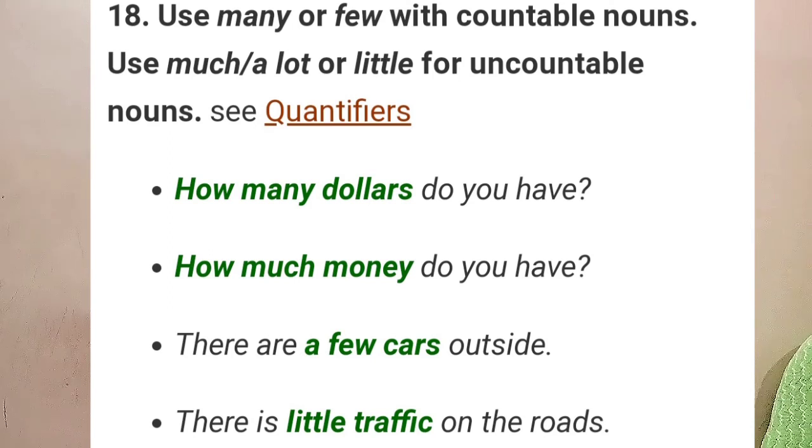If I say there are a few cars, that means it is countable. Cars are countable. But if I say there is little traffic on the roads, little means not much. I cannot count the entire traffic going outside on the road, so I will say little traffic. This is the basic difference.